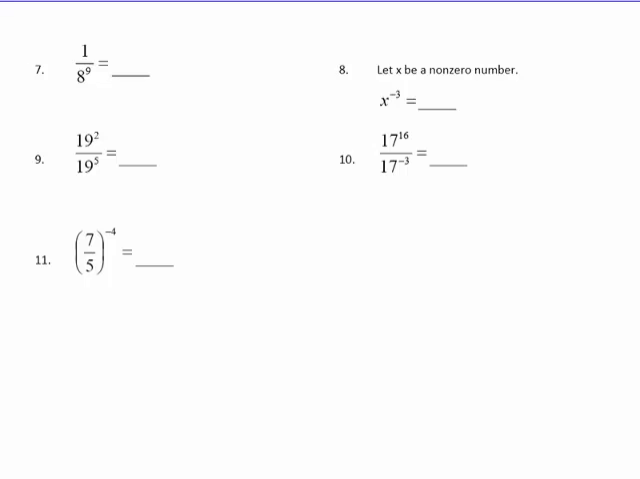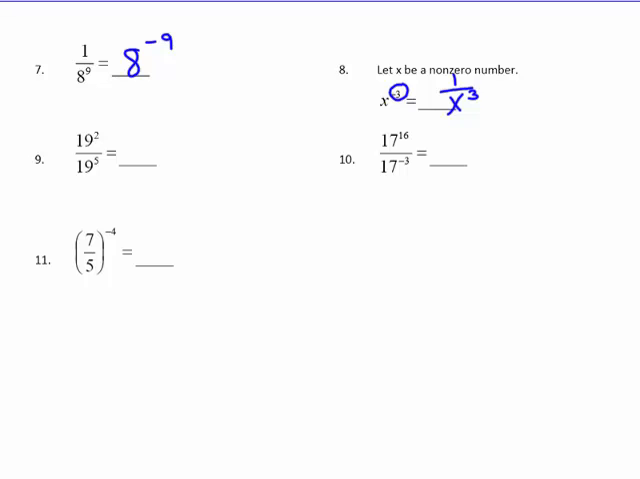So 1 over 8 to the 9th. They don't want it written like this. They want it just in exponential notation. So now the exponent's in the denominator. When I move it up, it gets a negative. Okay, let x be a non-zero number. That's just telling us that we're going to put it in the denominator, and you can't have 0 in the denominator, so that's all that means.